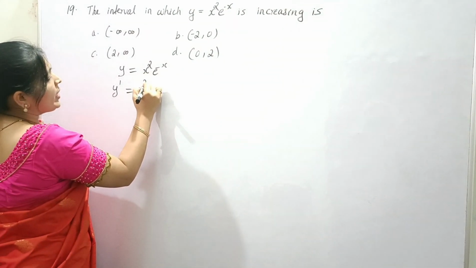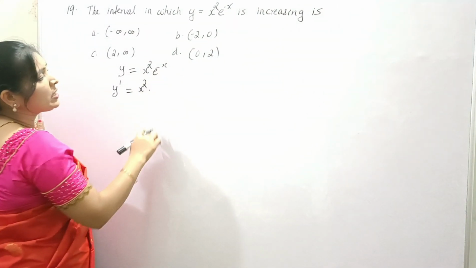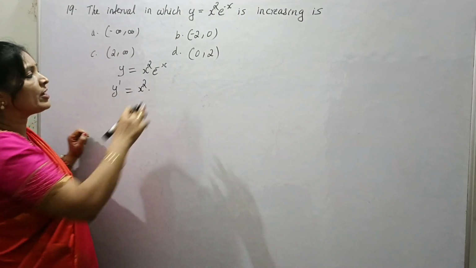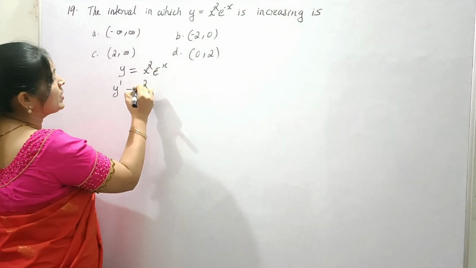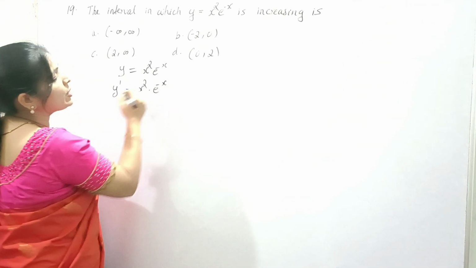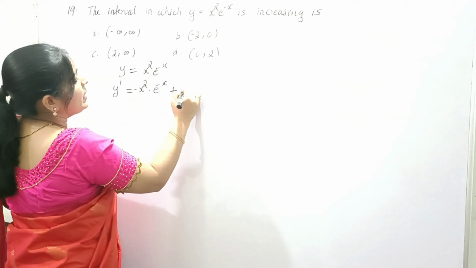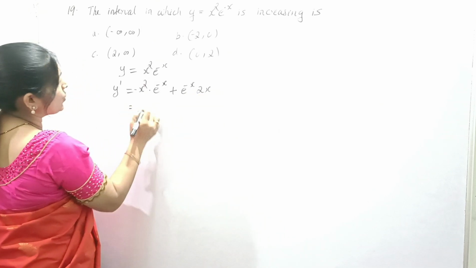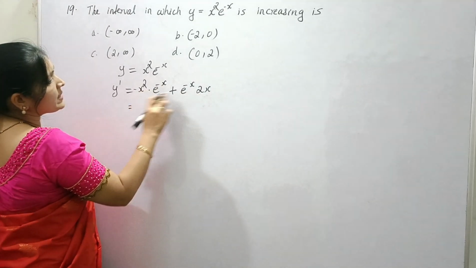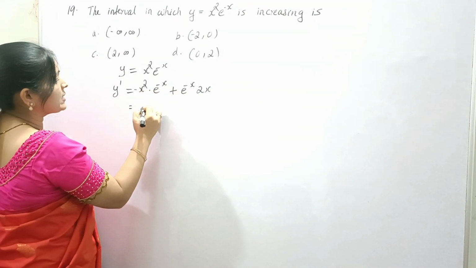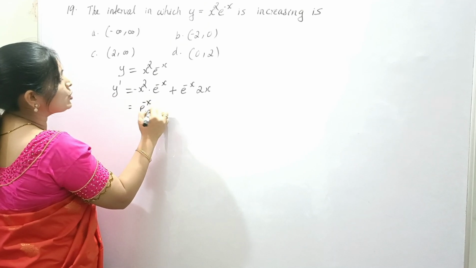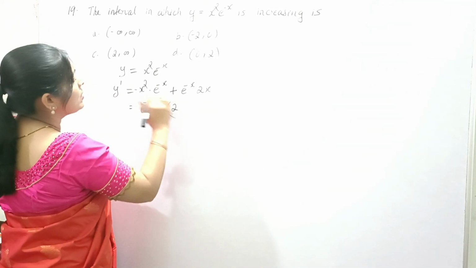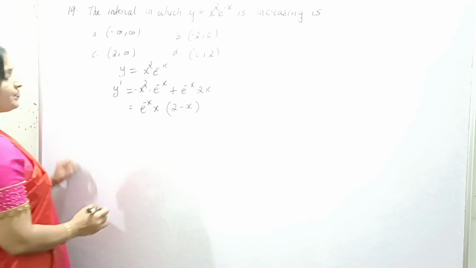First function x square into derivative of second function, that is derivative of e raised to minus x is e raised to minus x into derivative of minus x, that is minus 1. So minus x square into e raised to minus x plus e raised to minus x into derivative of x square is 2x. So here e raised to minus x into x is common, so let's take it out. e raised to minus x into x, here remaining 2 minus x, right?